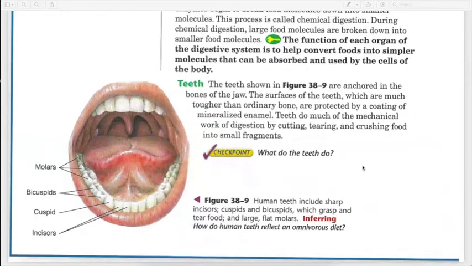Teeth. The teeth shown in figure 38-9 right here are anchored to the bones of the jaw. The surface of the teeth, which are much tougher than ordinary bone, are protected by a coating of mineralized enamel. The teeth do much of the mechanical work of digestion by cutting, tearing, and crushing food into smaller fragments.